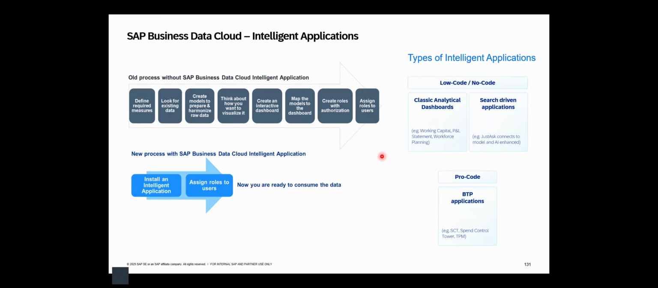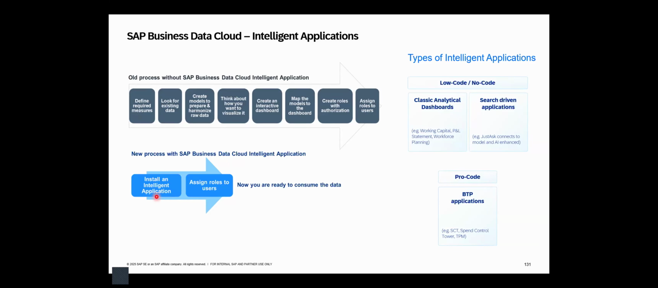So by providing intelligent applications, SAP has greatly reduced your time to value for data analysis. In the old process, without any intelligent application, there were many steps that would have required in-depth, prolonged thought along with the setup of many system tasks. Now with intelligent applications, all the needed tasks have been taken care of by SAP. And instead of these 8 to 10 steps, you only require 2 steps, right?